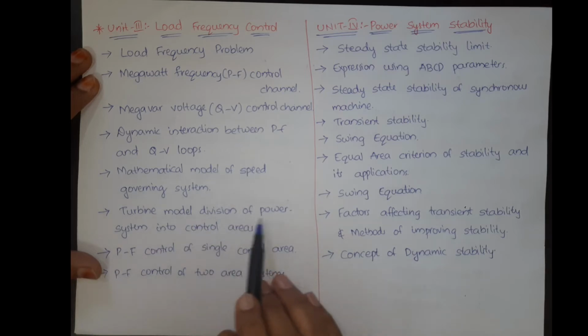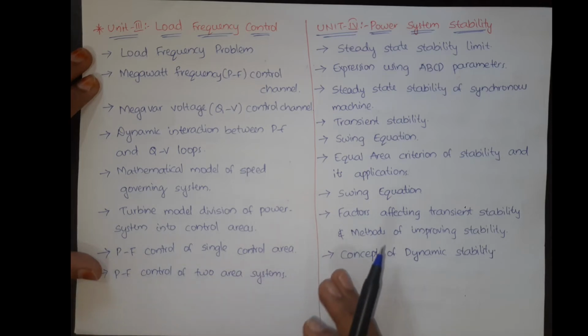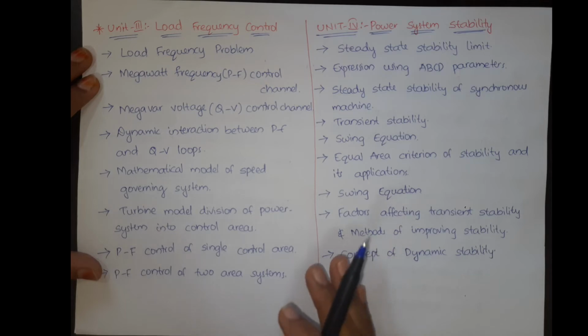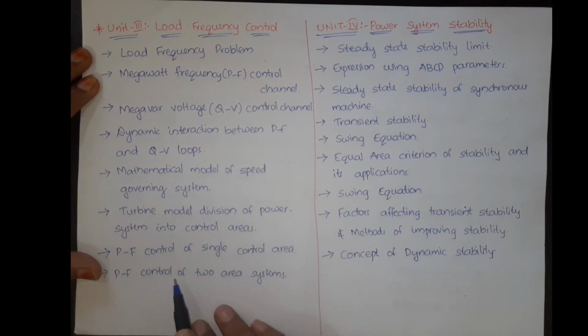Also the turbine model and division of the power system into control areas. So a given power system will be split into different control areas, and those will be split into single control area and two area systems. So how to study these two, how to do PF control in these two control areas, when it is a controlled system and when it is also an uncontrolled system. For both cases we will be learning what PF control is, right? So this is about unit 3.